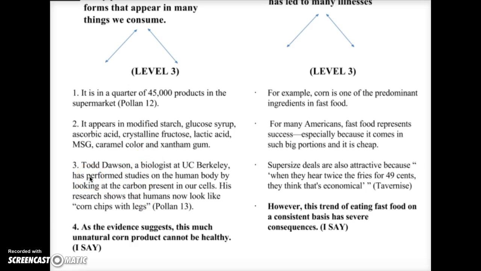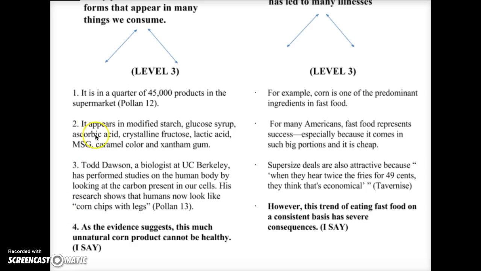Todd Dawson, the researcher at UC Berkeley, has performed studies on the human body, and he's determined from the carbon present in our cells that we now look like corn chips with legs. We are walking corn.